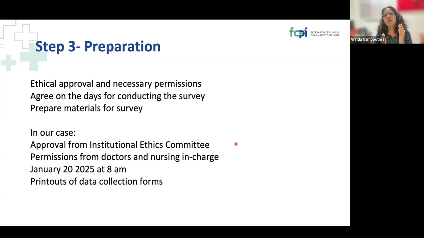Then you decide on which date you're going to do the survey. We know that we are only looking at antimicrobial prescriptions which are active at 8 o'clock on a particular day. So say, hypothetically, we are setting our date of PPS as January 20, 2025, and we are going to look at antimicrobial prescriptions which are active at 8 o'clock in the morning. And then you get all the necessary forms and other materials required for data collection ready.